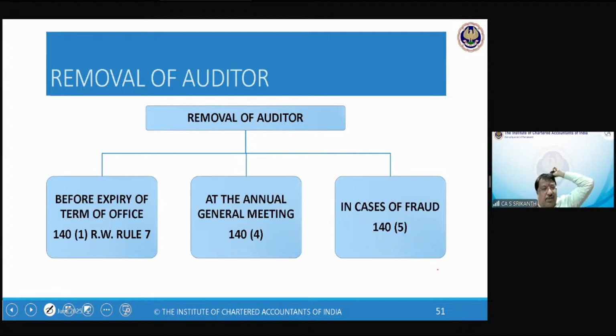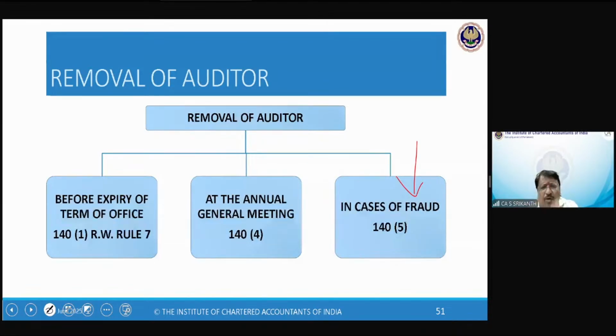You have to comply with section 140 subsection 1 read with rule 7. You can't just say, no, we don't want you, you go, you come. It's not possible. You're dealing with the appointment of an auditor here, not some employee. So, at the AGM, in cases of fraud, separately they provided. This is a knee-jerk reaction to Satyam.